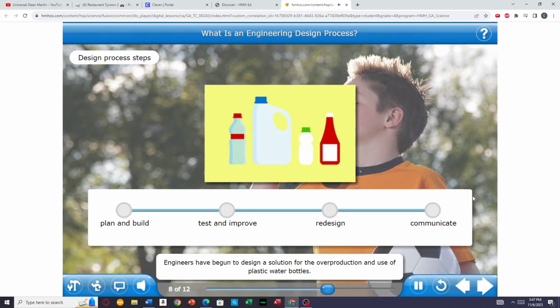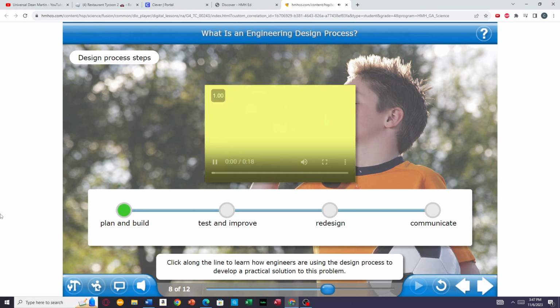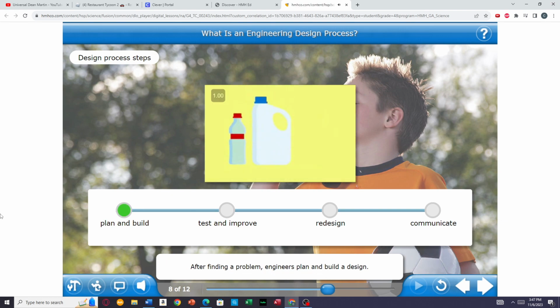Engineers have begun to design a solution for the overproduction and use of plastic water bottles. Click along the line to learn how engineers are using the design process to develop a practical solution to this problem. After finding a problem, engineers plan and build a design. A prototype, a model on which something is based, can be used for this step. Prototypes can be useful in developing and making changes to designs. Engineers made prototypes for reusable plastic.